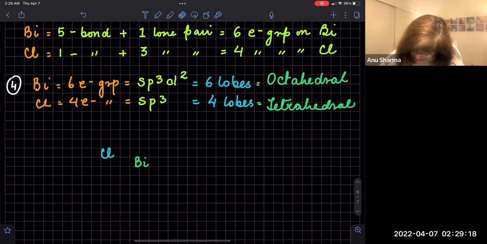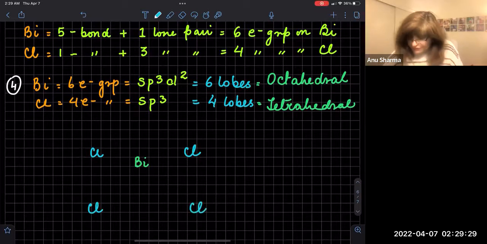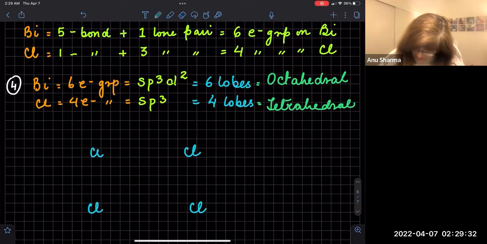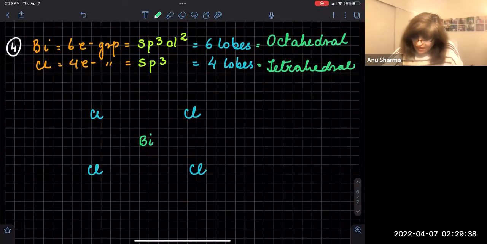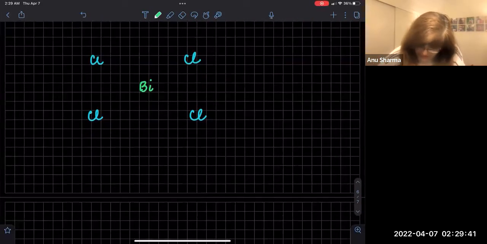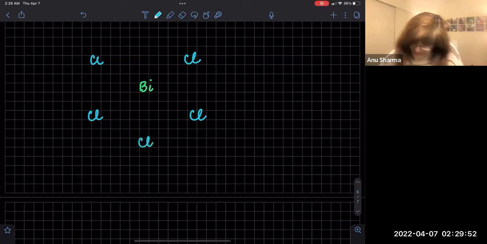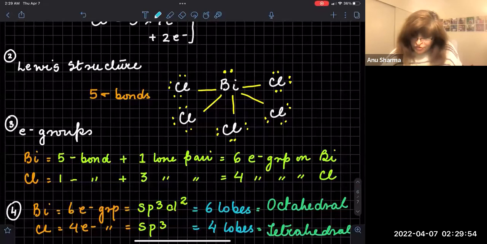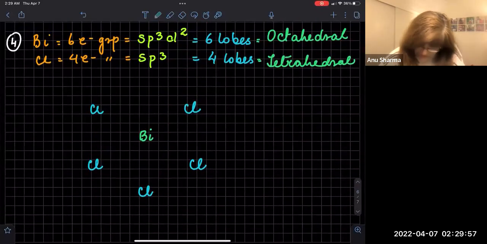Let me just make this a little bit bigger. Chlorine, chlorine, chlorine. So these are the 4 corners of the bread, and bismuth will go in the middle. Bismuth is right here. And then it's a bread that has been pierced, right? So, sorry, the other chlorine, there are how many chlorines? There are 5 chlorines. So 4 are there. The other one is here. And remember, there's a lone pair on the top of bismuth that will be occupying the top spot.